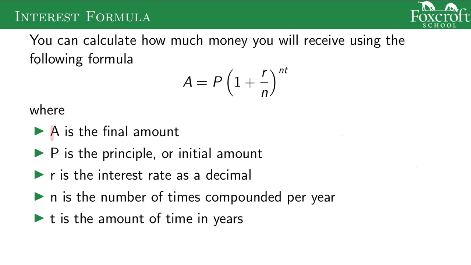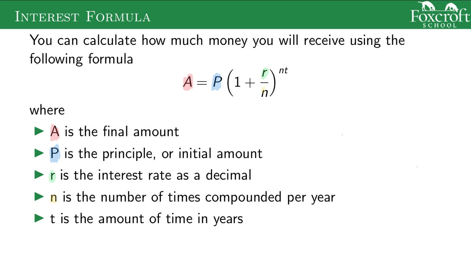The first letter is A. That's the final amount of money we're going to have at the end of this process. Capital P is known as the principal. That's the initial amount I put into the bank. Lowercase r is the interest rate, written as a decimal, so if it's 5%, I'm not writing a 5 here, I'm writing 0.05. If you had a 5 there, that means you get a lot of money really quickly.